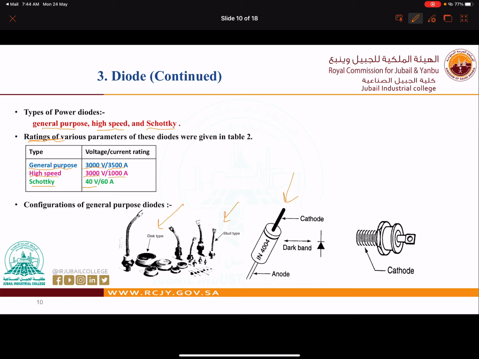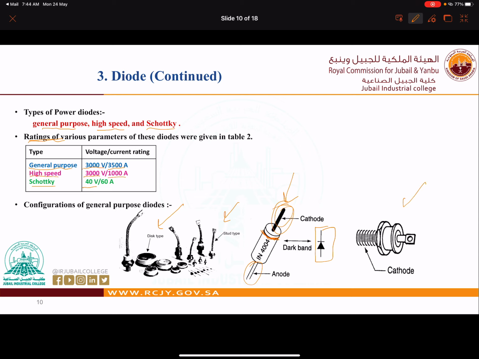A dark band means this end is the cathode. When you see the dark band on the diode, this is the cathode and here is the anode. So this is the symbol. Make sure you understand, guys, because you will see it in real life.